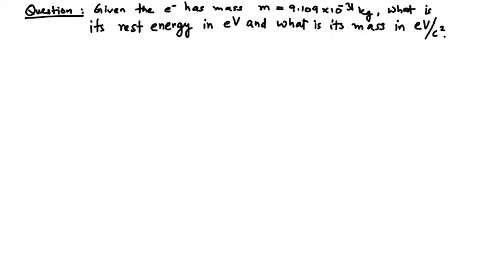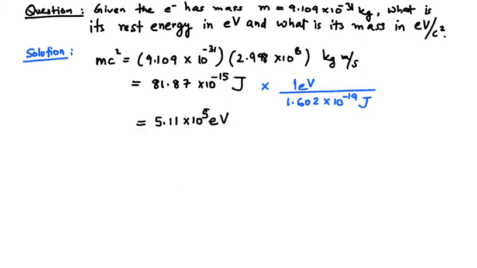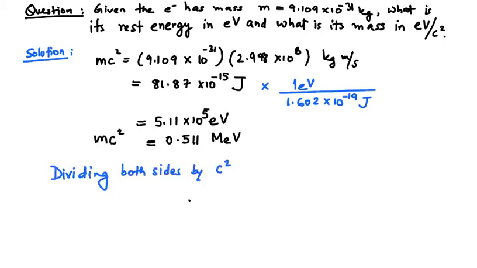If I just use the equation for rest mass energy, I can simply get it as 81.87 times 10 to the power minus 15 joule. And how can this be converted into electron volts? Using this conversion, we get this many electron volts, or I can write it as 0.511 mega electron volts. Now dividing both sides by c squared, we get the value of mass in mega electron volts per c squared.